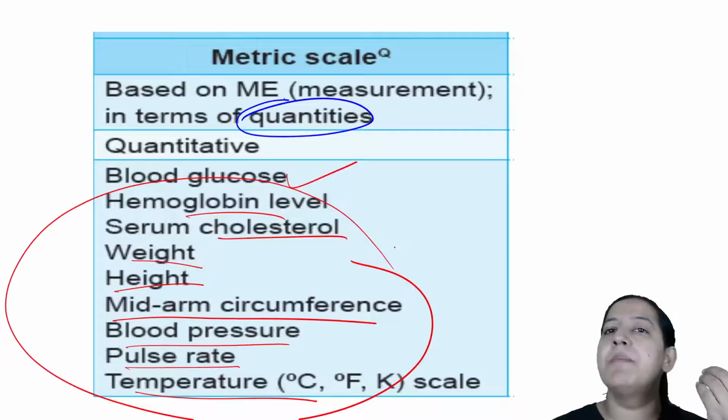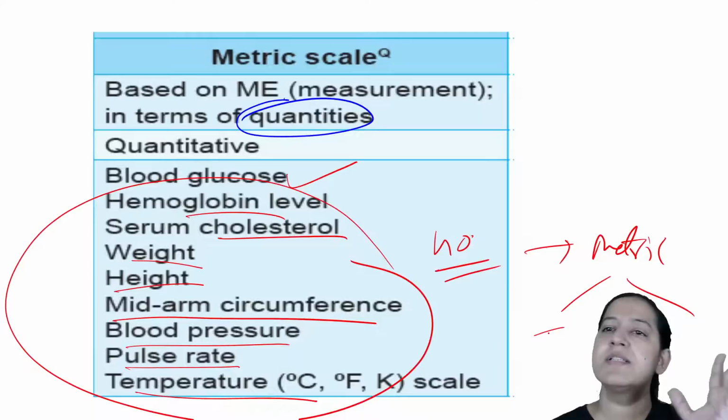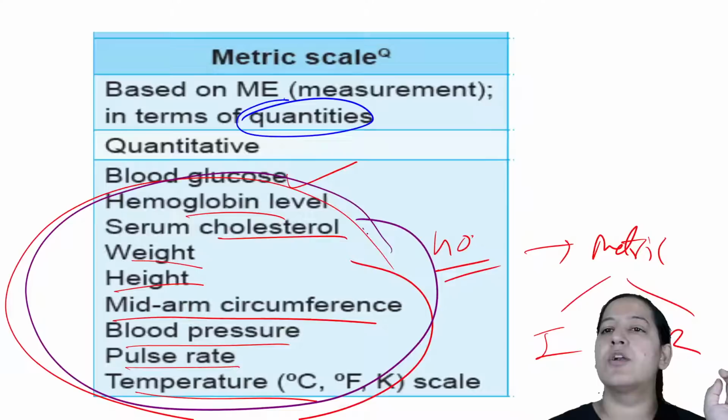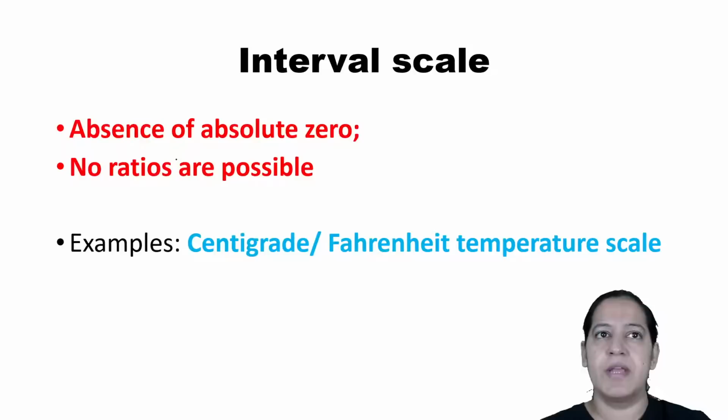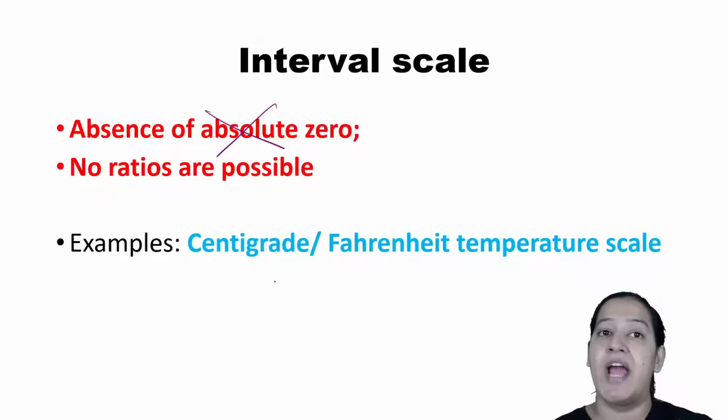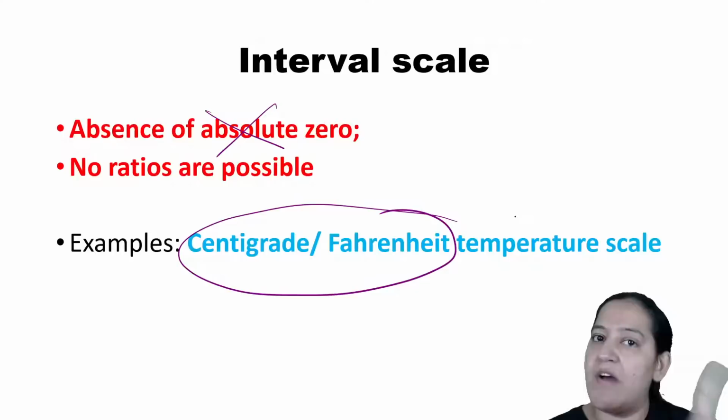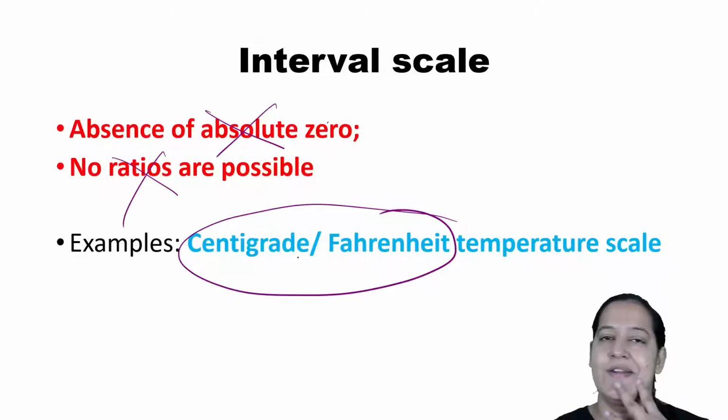Now you will ask, ma'am, what are these two types? What is interval, what is ratio? How will you decide which of these options will be measured on interval and which on ratio? Let me come to that. As the name indicates, interval will have no absolute zero. In your childhood physics, you may have studied the centigrade or Fahrenheit temperature scale. There is an absence of absolute zero. Since there is no zero, ratios are not possible. You cannot take the ratio of two temperatures.